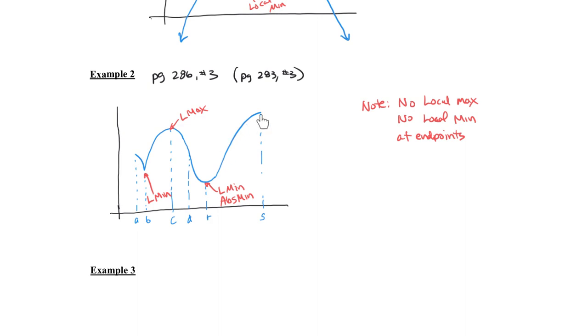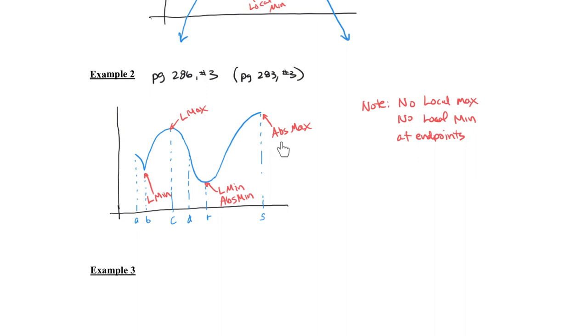Okay, then up here, this is the highest point in the graph. This is an absolute maximum. Okay, it's an absolute maximum. Why is it not a local maximum? Again, local max and local min don't occur at endpoints.